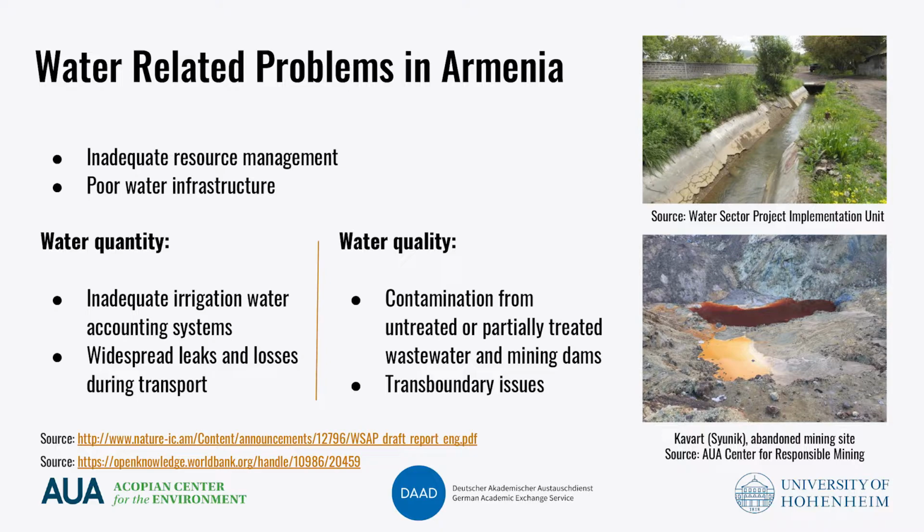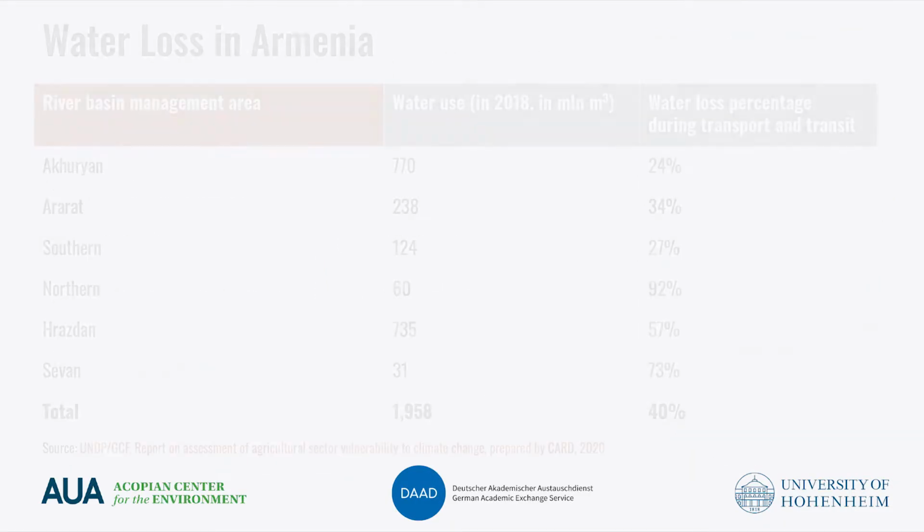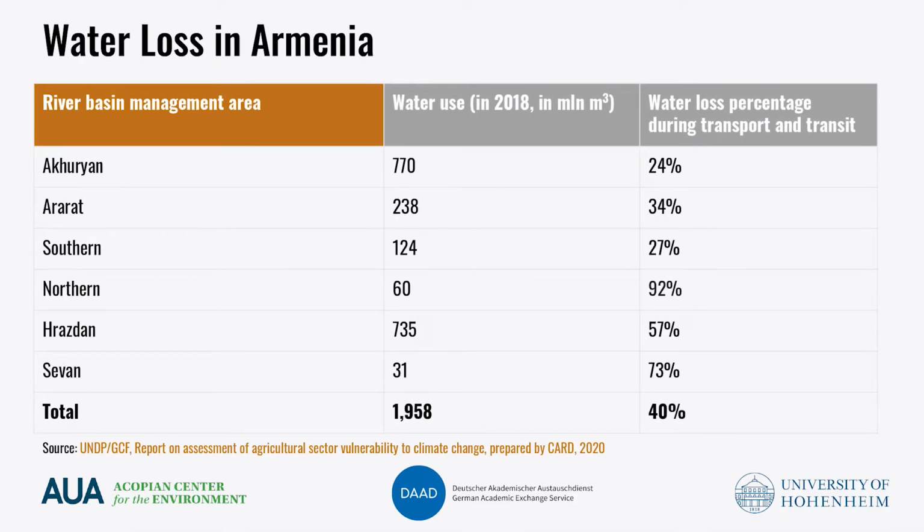There are many cases of heavy metal water contamination by poorly regulated mine tailings. On several occasions, high contamination in transboundary rivers due to mining activities has caused disputes between neighboring countries, leading to international environmental courts and tribunals. This figure shows the amount of water loss during transit within each river basin area in Armenia. Overall, water loss in transit accounts for 40% of the total water use in the country.